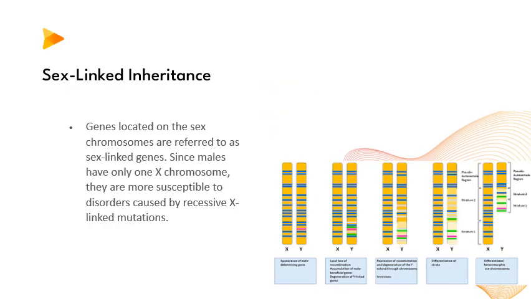So let's dive right into sex-linked inheritance. Genes located on the sex chromosomes are referred to as sex-linked genes. Since males have only one X chromosome, they are more susceptible to disorders caused by recessive X-linked mutations. Examples of X-linked mutations include hemophilia, color blindness, and muscular dystrophy.